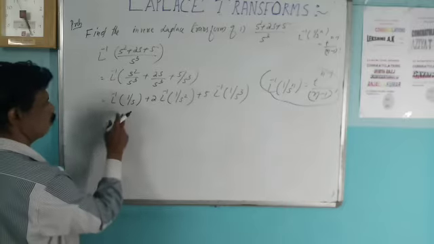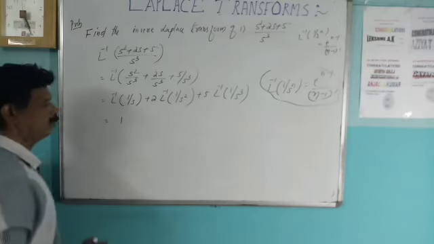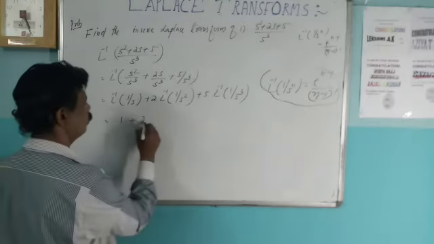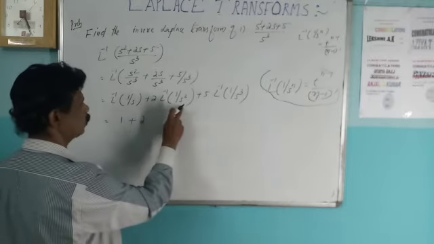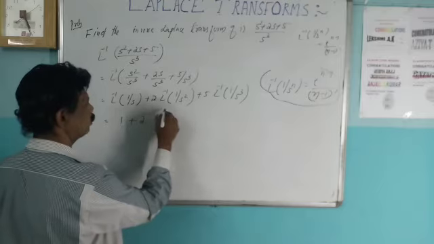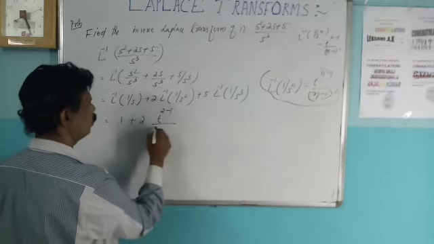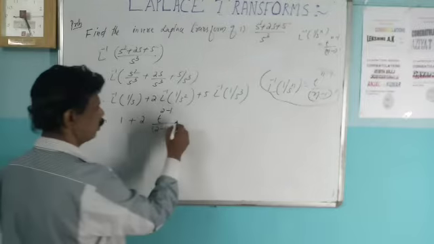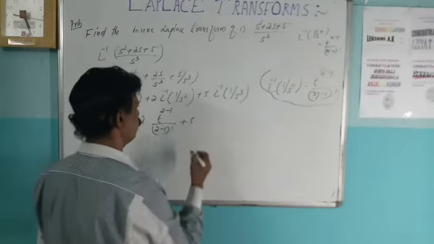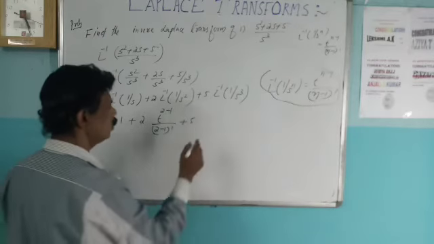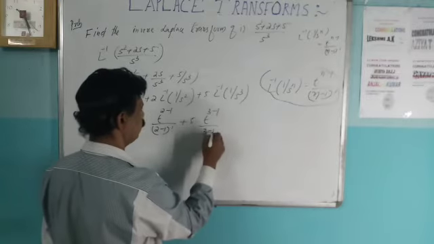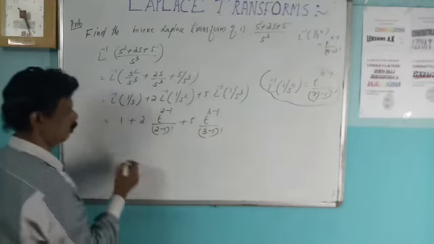Laplace of 1 equal to 1 by s, then Laplace inverse of 1 by s is equal to 1. Plus 2 into Laplace inverse of 1 by s square equal to t raised to 2 minus 1 by 2 minus 1 factorial. And again 5 into Laplace inverse of 1 by s cube equal to t raised to 3 minus 1 by 3 minus 1 factorial.